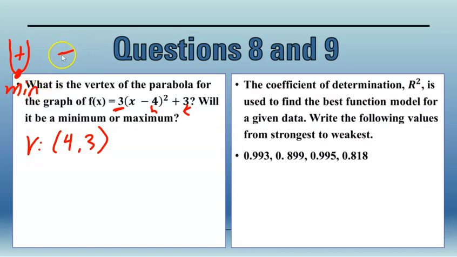When a is negative, it opens downward and you have a maximum. So for this one, my a is positive, so this would mean I have a minimum value.